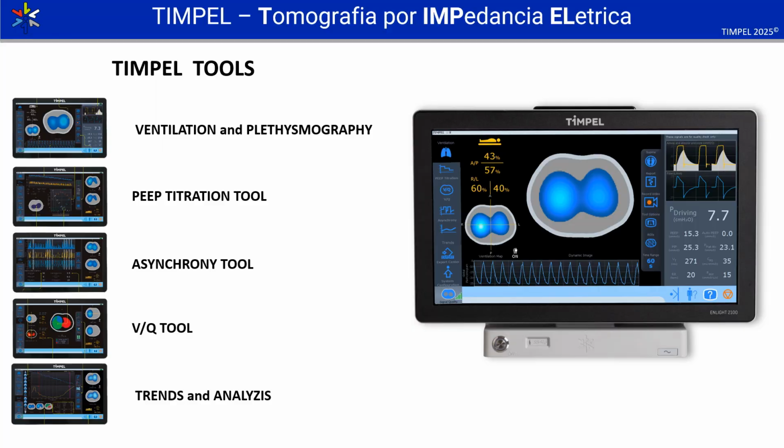EIT is a lung function monitor. It's bedside, non-invasive, and provides continuous and real-time feedback on ventilation strategies and their changes. In this introductory video, we will not go into detail about each tool that Timpel EIT offers. Instead, I will give you a general overview and highlight a few selected clinical applications that demonstrate its practical value.